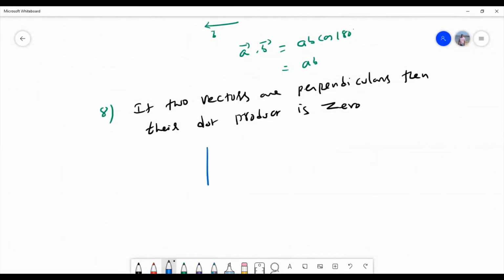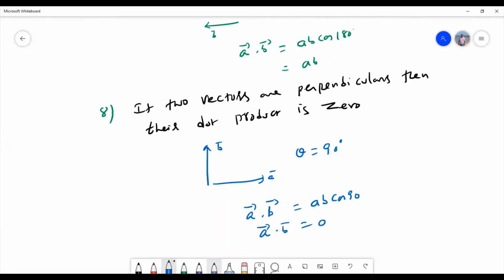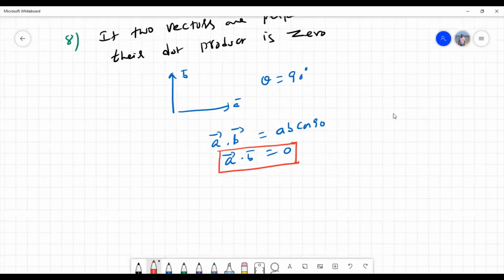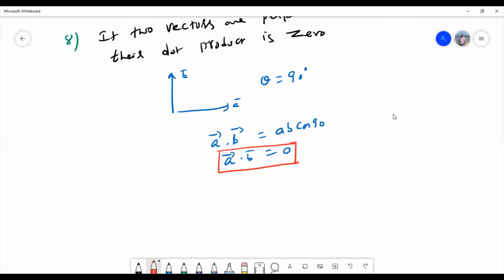If you take this vector, this is A bar, this is B bar, theta is 90 degrees. So A bar dot B bar is equal to AB cos 90. So cos 90 is 0. So very, very important condition. Whenever in the problem it is given that the two vectors are perpendicular, simply equate the dot product to 0 and we can find out the unknown value given that.